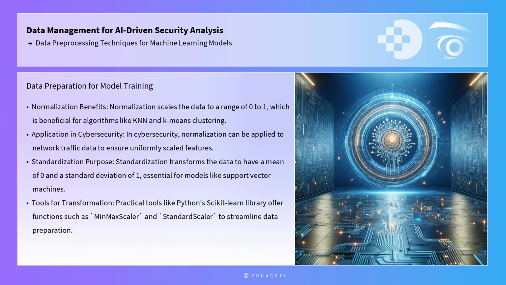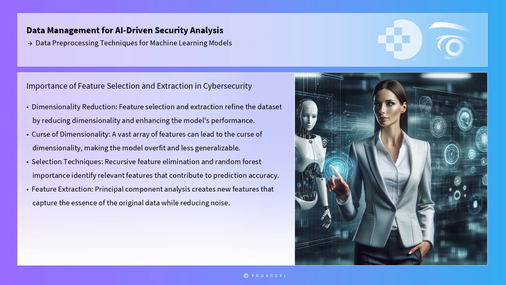Practical tools like Python's scikit-learn library offer functions such as min-max scaler and standard scaler that streamline these processes, allowing cybersecurity professionals to efficiently prepare data for analysis. Feature selection and extraction are subsequent steps that refine the dataset by reducing dimensionality and enhancing the model's performance. In cybersecurity analysis, the vast array of features such as IP addresses, port numbers, protocols, etc., can lead to the curse of dimensionality, where the model becomes overfit and less generalizable.